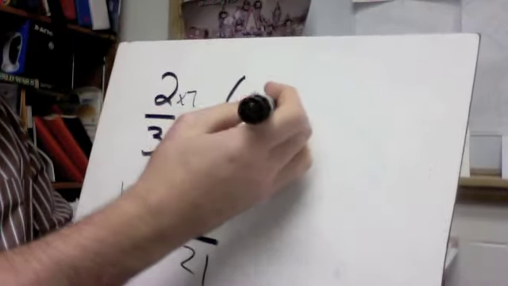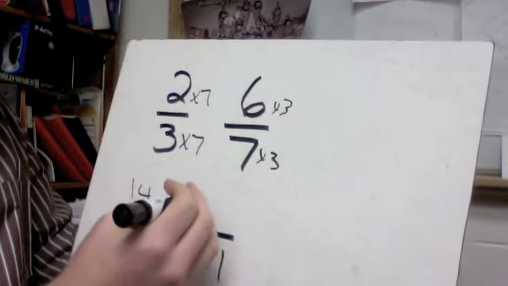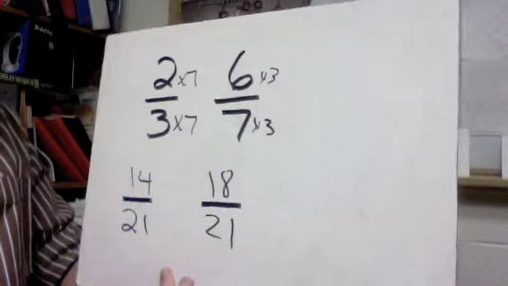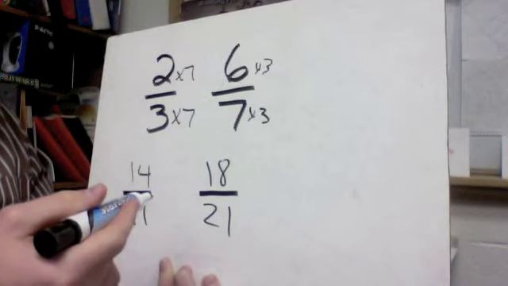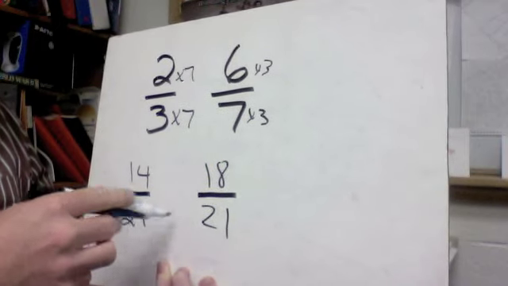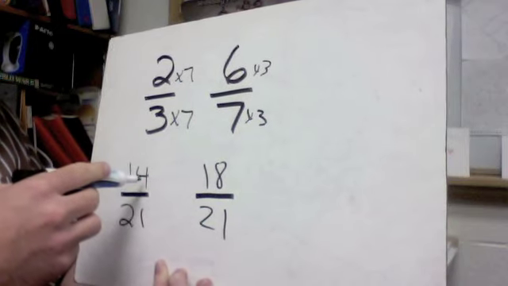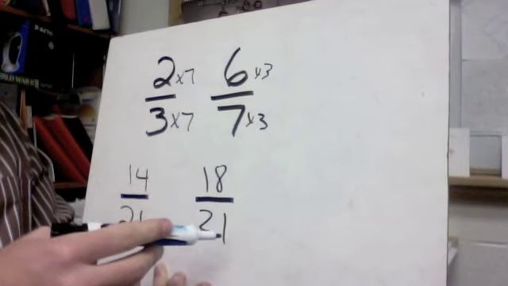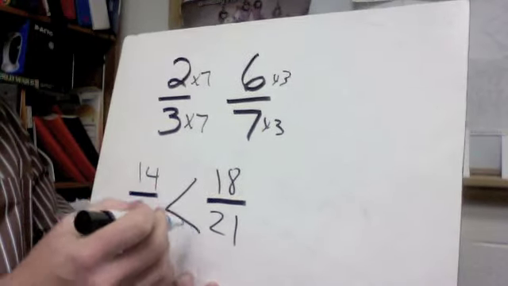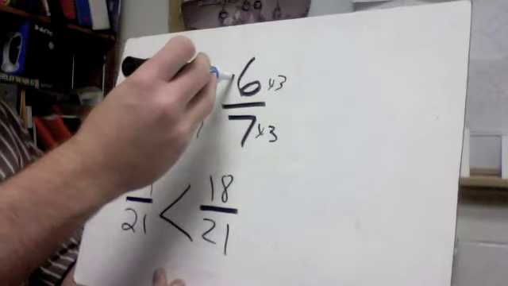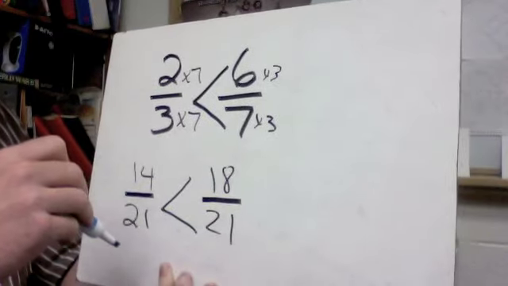So we do 6 times 3, because we have to times it by the same thing, so that's going to be 18. Now that we have the same bottom number, it's really easy to compare. If I have something that's split into 21 pieces, and I have 14 of those pieces, and over here I have something split into 21 pieces, and I have 18 of those pieces, this fraction is clearly going to be bigger, which means that up here, this is bigger.